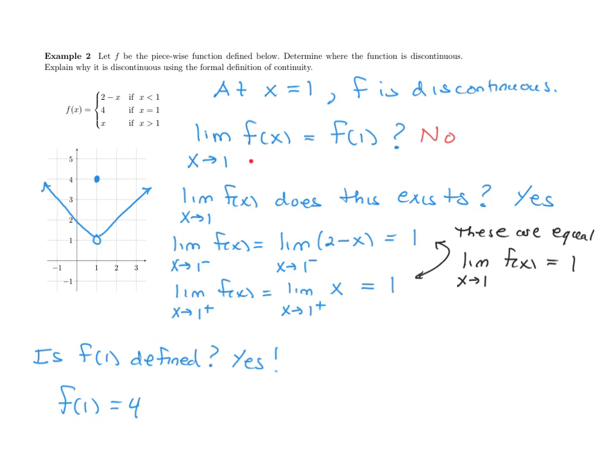The issue must be that these 2 things aren't equal to each other, and clearly that is the case. It is, in this example, that the limit as x approaches 1 of the function is not equal to the value of the function at 1. Those are different. The limit is 1, and 1 is not equal to 4. That's what goes wrong in this definition, and that's why formally it is not continuous at x equals 1.